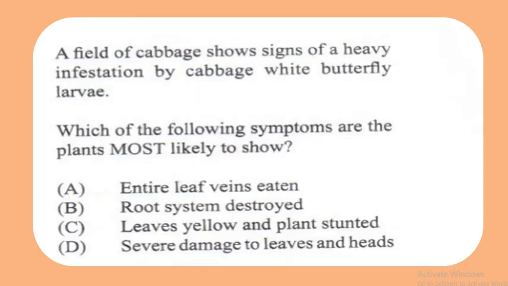A field of cabbage shows signs of a heavy infestation by cabbage white butterfly larvae. Which of the following symptoms are the plants most likely to show? A, entire leaf veins eaten. B, root system destroyed. C, leaves yellow and plants stunted. Or D, severe damage to leaves and head. Remember, larvae, they are worms. So the answer is D, severe damage to leaf and head.